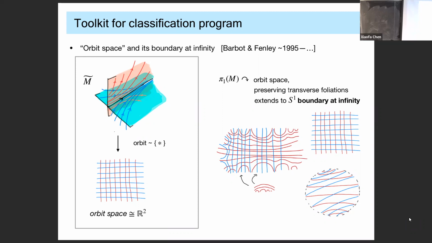That's work of Barthelmé and Fenley starting around 1995. And my fundamental group acts on this plane, preserving some foliations that came from my flow. And that action extends to a natural compactification by a boundary at infinity. So by studying the dynamics of this action of the group on the circle, the boundary at infinity of this space, you can deduce that's a whole machinery for our classification theory for flows.